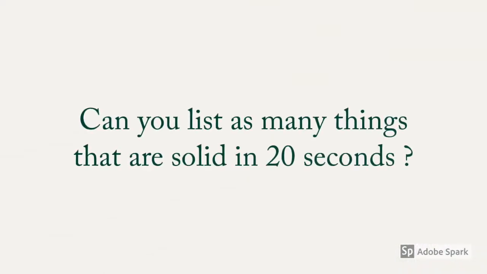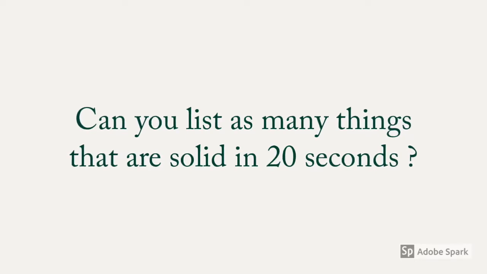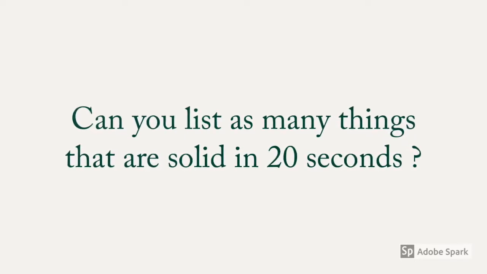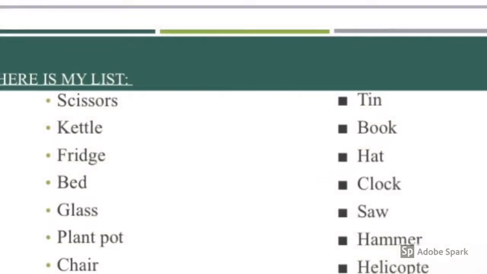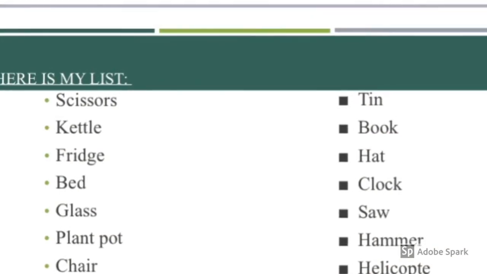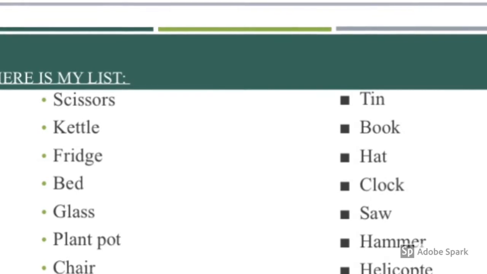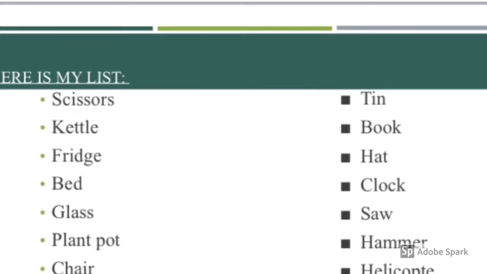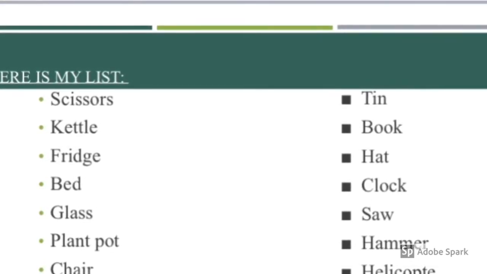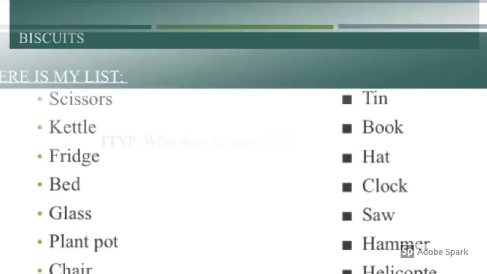Timing yourself in 20 seconds, can you list as many things that are solid? Remember to pause the video and play when you're ready. Here is my list of things. Scissors, kettle, fridge, bed, glass, plant pot, chair, tin, book, hat, clock, saw, hammer and helicopter.